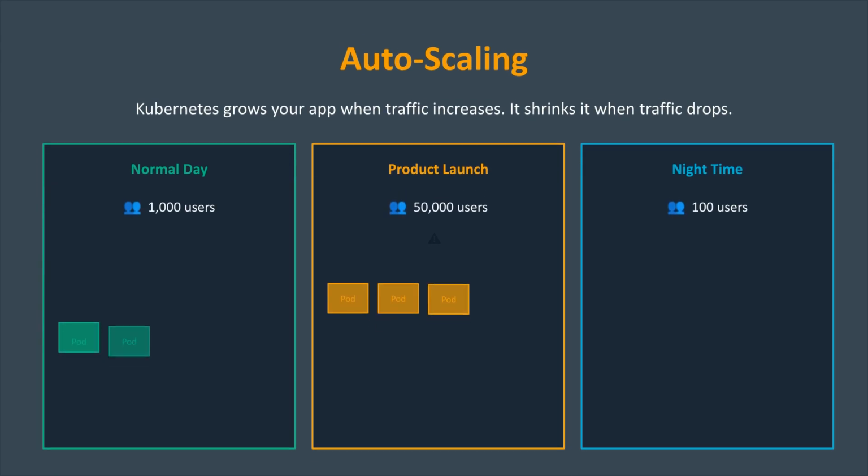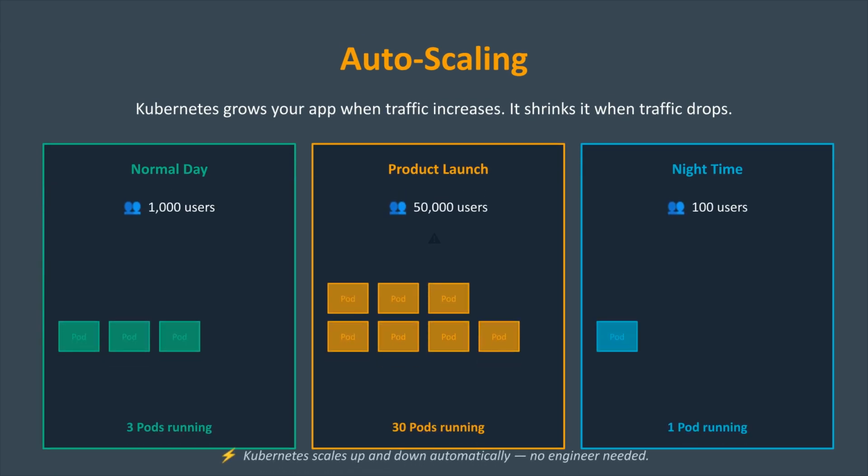Auto-scaling is another valuable feature. On a normal day, a few pods run. During a product launch with high traffic, Kubernetes automatically scales up to many pods. When traffic drops, it scales back down, saving money.